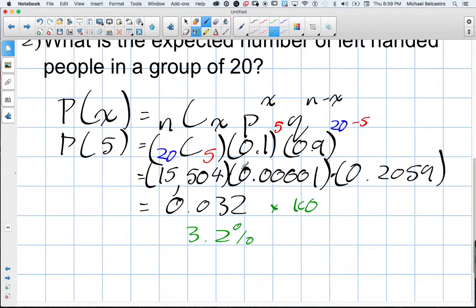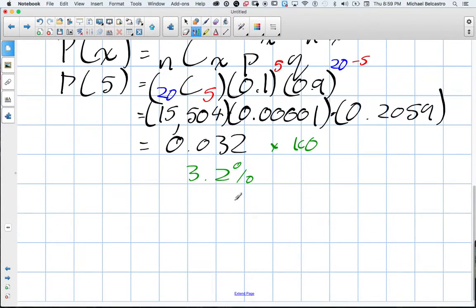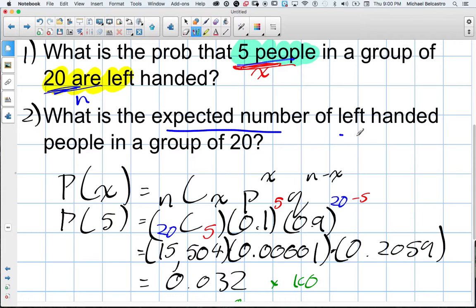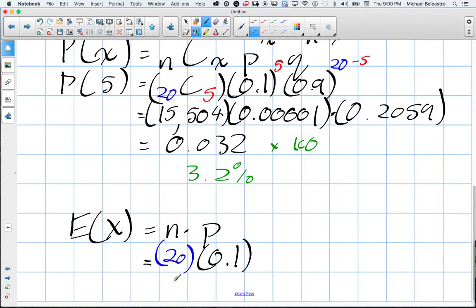So the probability out of a group of 20 people that 5 of them would be left-handed, there's a 3.2% chance that this would occur if you were randomly drawing the people. The second question asks, what is the expected number of left-handed people? Well, that's where we're using our expected value formula, which is the number of trials times the probability. The number of trials in this case was 20. The probability was 10%. So 20 times 0.1 is 2.